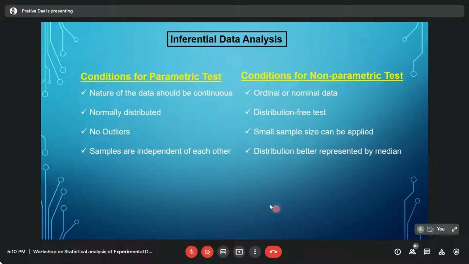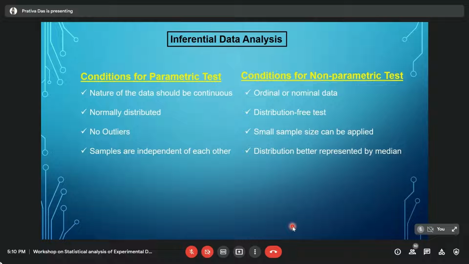For the parametric test, the nature of the data has to be continuous. That means it is quantifiable data. Second, it has to be normally distributed, which means it fits a bell curve. Then it should not have any kind of outliers. Outliers means what? You have a data set where 90 to 95% of the data is ranging between 40 to 100, but you got one data point which is around 500, 600. This is an outlier. This is not acceptable when you are running a parametric test.